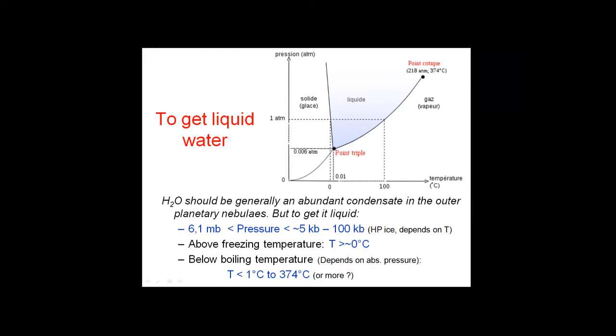Of course, you need to be above the freezing temperature, which is about 0 degrees Celsius, depending on the salts and other things. And you don't want to boil. And so that's a pretty narrow range compared to what you can get. And depending on the pressure, you need to be above 0 degrees Celsius, a few degrees Celsius, like on Mars, for instance, in the valleys of Mars, up to 374 degrees Celsius, which is the critical point. That's a theoretical point. Maybe above that, you could imagine some chemistry with carbon molecules, but it's a question mark.